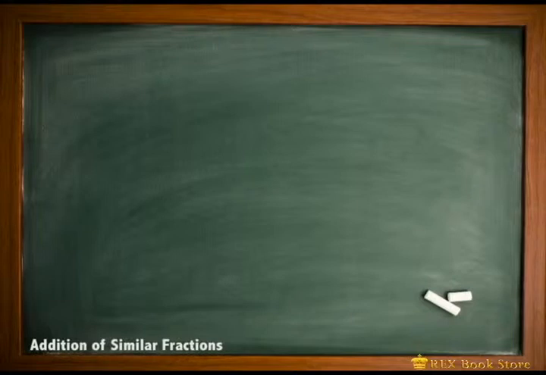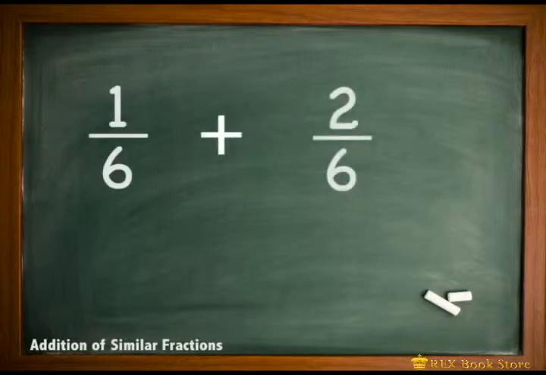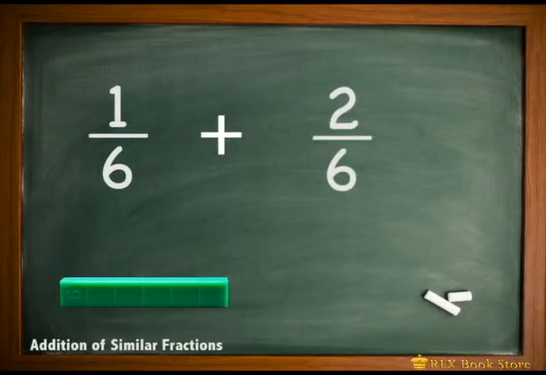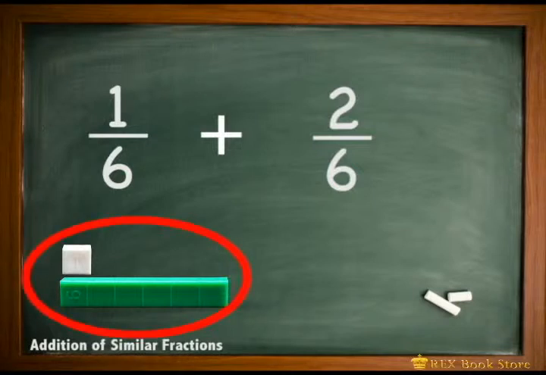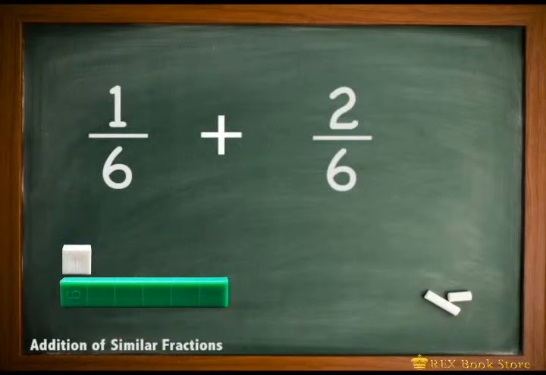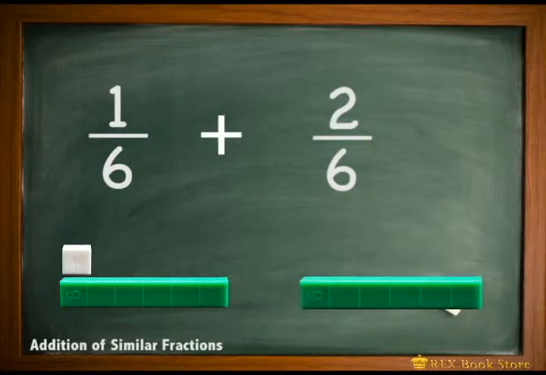Suppose we are going to add 1 over 6 and 2 over 6. We start by modeling the fractions using number sticks. This green rod represents 6, and this white one represents 1. So this represents 1 over 6. In the same manner, we represent 2 over 6 using number sticks. So we are using 2 white squares to represent 2 parts.